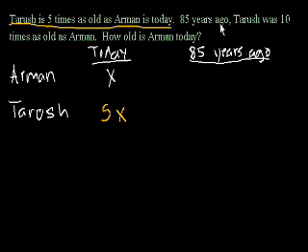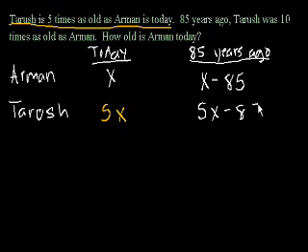85 years ago, well, if Armand is x today, then 85 years ago, Armand would have been x minus 85. And if Tarush is 5x today, then Tarush would be 5x minus 85. I just subtracted 85 from their current age because we're going 85 years into the past.